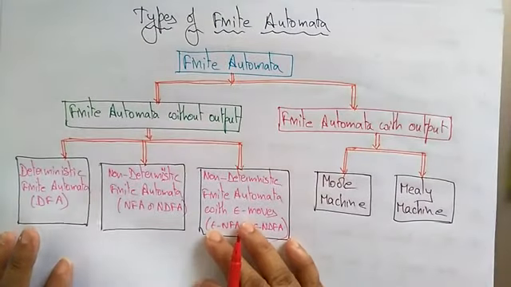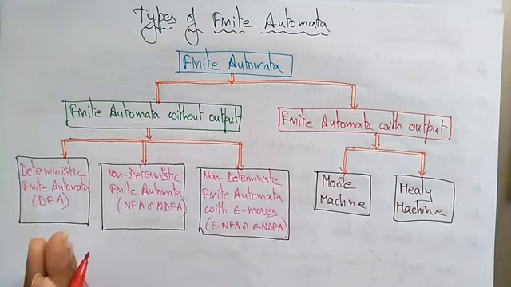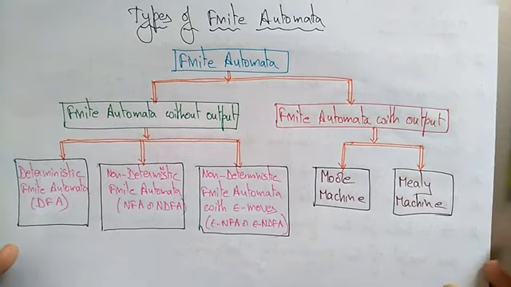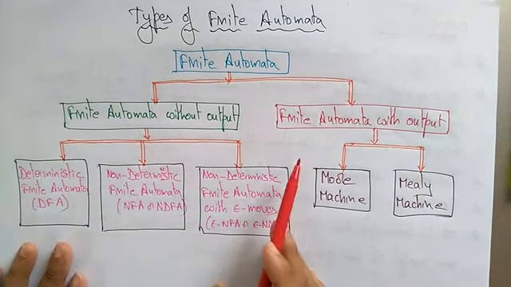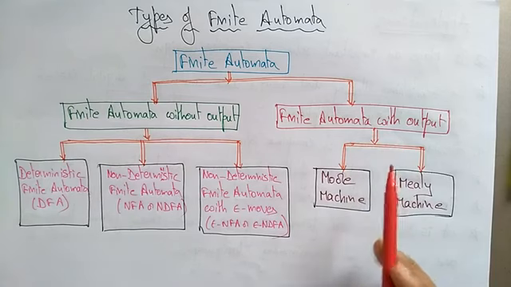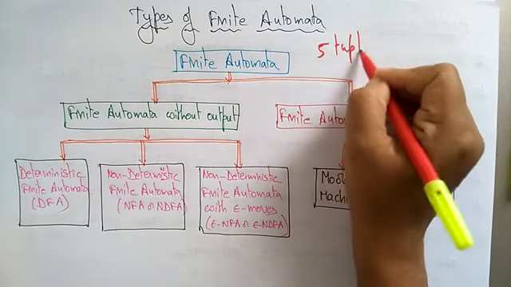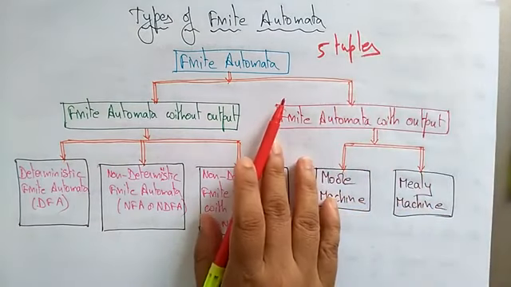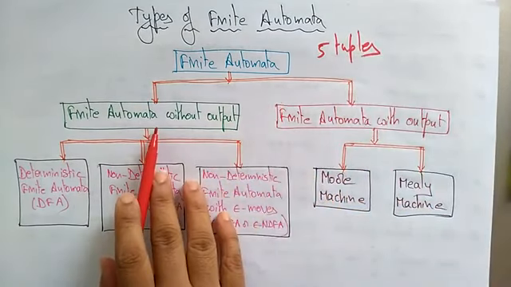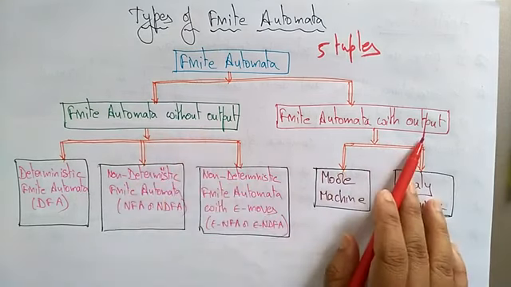Let me explain the different types of finite automata. In this unit, we are going to learn about these different finite automata. A finite automaton is a 5-tuple. Finite automata are of two types: one without output, and another with output.